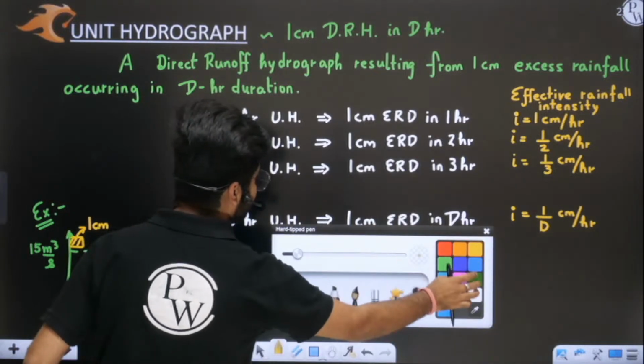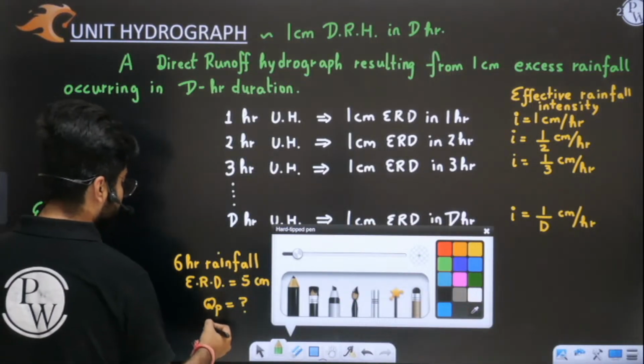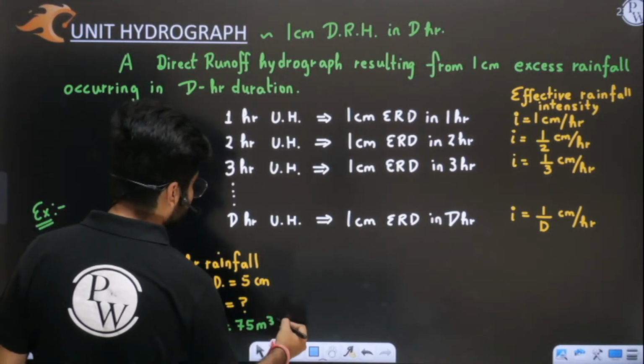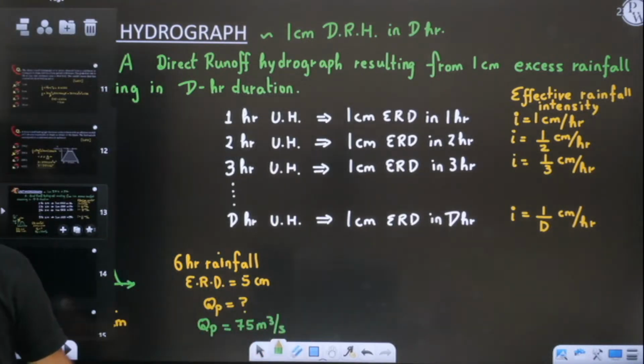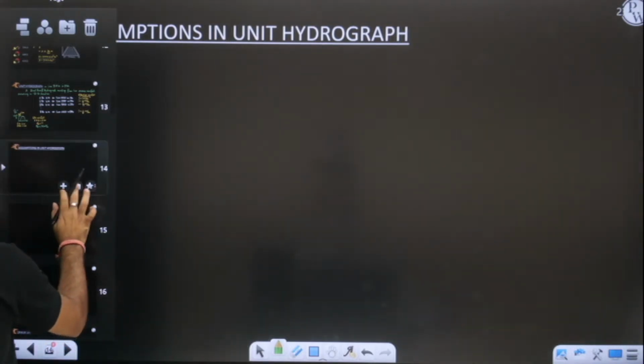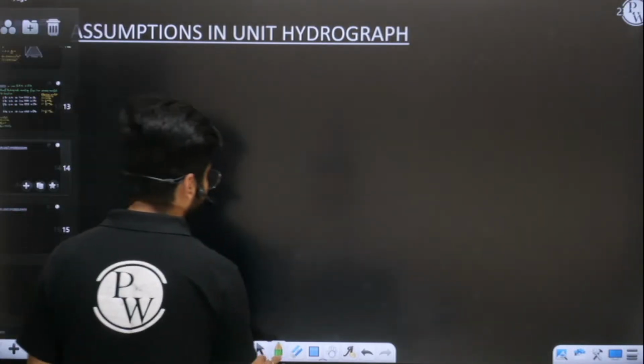In unit hydrograph theory, we have certain assumptions. Yes, you are right, here the discharge will be 75. We have different applications of unit hydrograph which we will discuss, but first we will understand the assumptions of unit hydrograph. Four assumptions are there, after which we will end our class. We will understand all the four assumptions one by one.